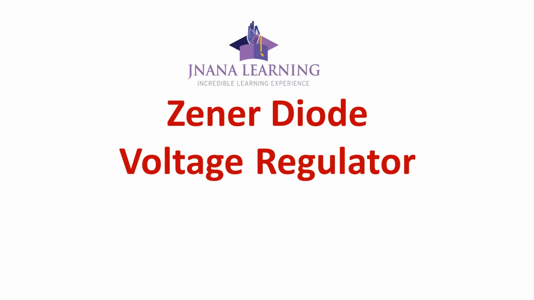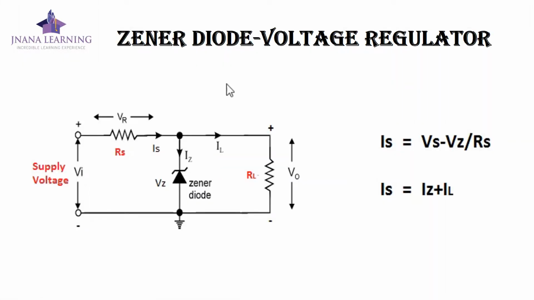So this is a lecture about one of the applications of Zener diode, that is Zener diode as voltage regulator. So here is a circuit of Zener diode voltage regulator. Before moving on to the circuit, first we have to know what is a voltage regulation. Actually, it is a measure of a circuit's ability to maintain a constant output voltage even when either input voltage or load current varies. So that is the voltage regulation.